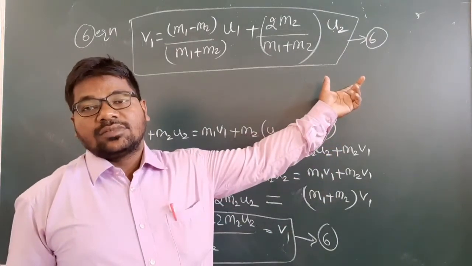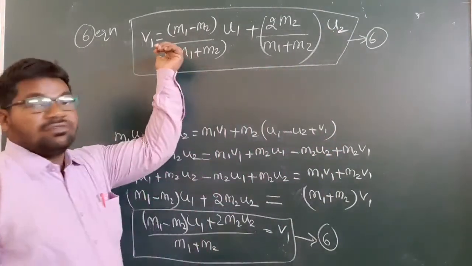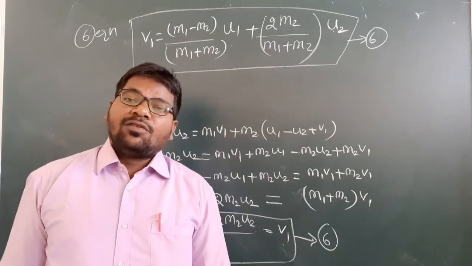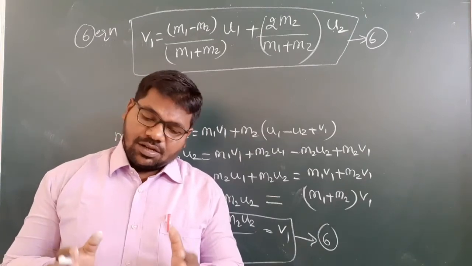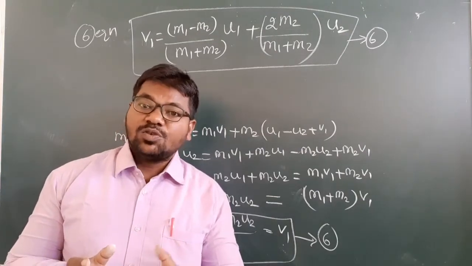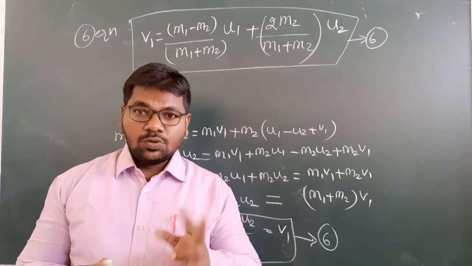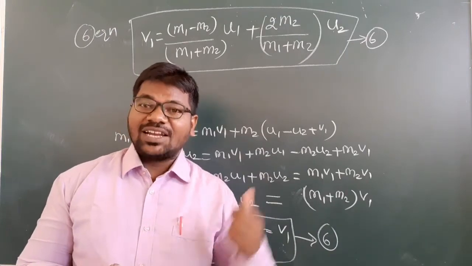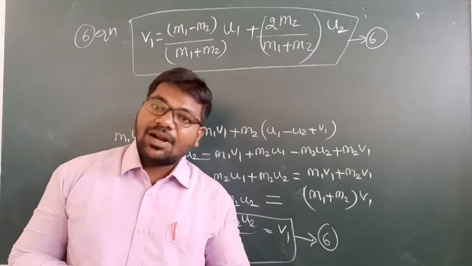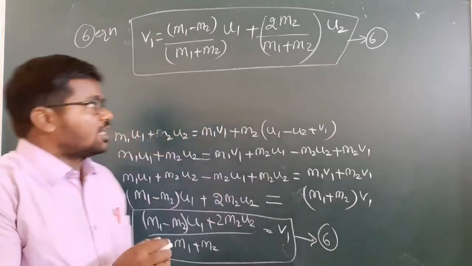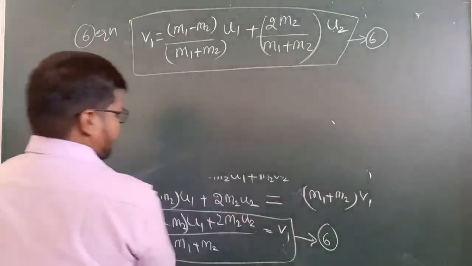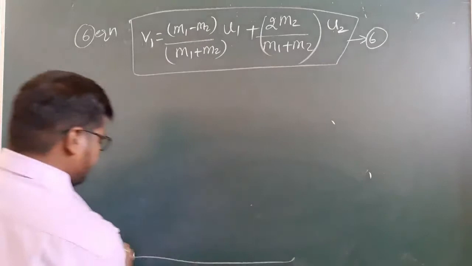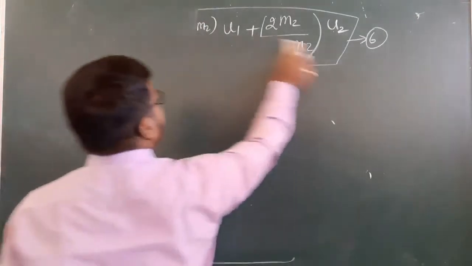Equation 6. Okay, so what is v1? v1 is the final velocity of the first body after collision. The particles or the objects are moving with different velocities. Two objects are there. First body final velocity, next, second body final velocity we have to find. Okay, understand? So coming to v2, how can we find v2?